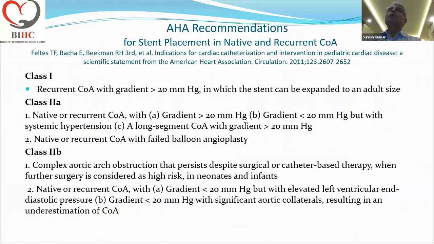When you are managing the older child and the adult, the AHA recommendations would apply. It's nice to look at the AHA recommendation for stent placement. The class 1 recommendation is a recurrent coarctation with a gradient more than 20. And class 2A is a native or recurrent coarctation with a similar gradient or less gradient with systemic hypertension, or a long segment coarctation with more than 20 millimeter, or native or recurrent coarctation with failed balloon angioplasty. And class 2B, when a complex aortic arch obstruction persists after surgical or catheter-based intervention.